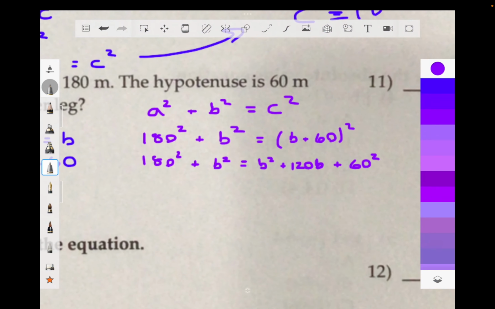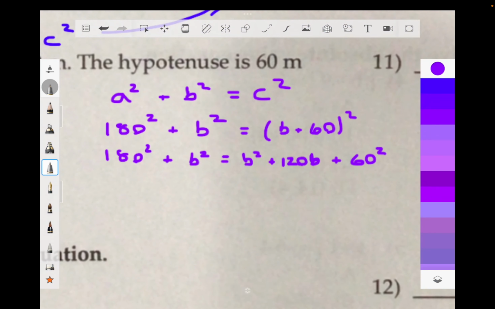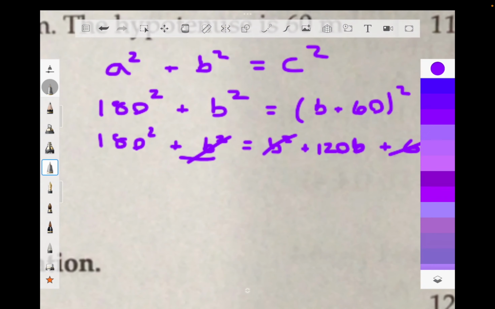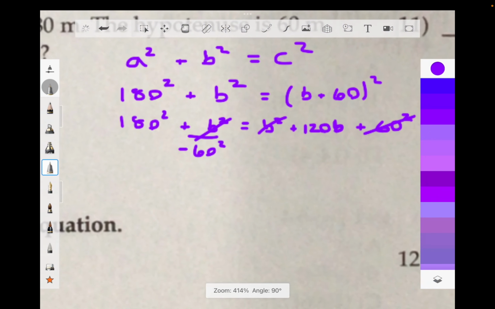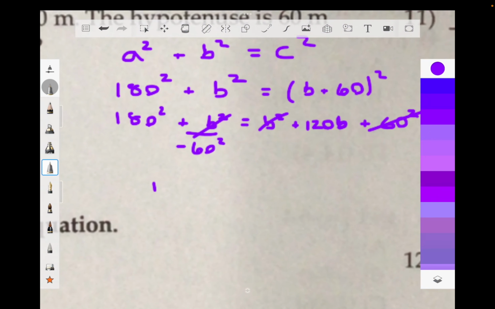Bring all the B's to one side and all the numbers to the other. So subtract B squared from both sides. This cancels out because this cancels out. Subtract 60 squared from both sides. So this cancels out, and this becomes negative 60 squared here. So let me write that out: 180 squared minus 60 squared equals 120B.